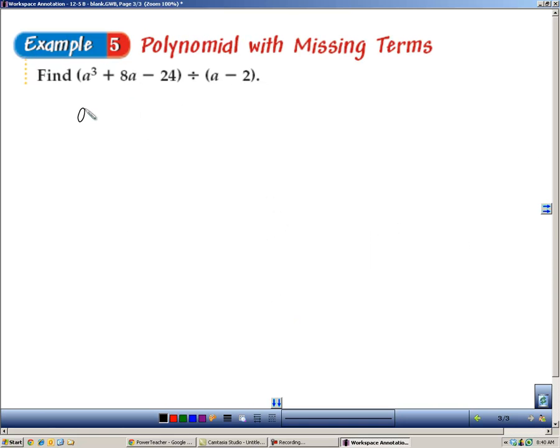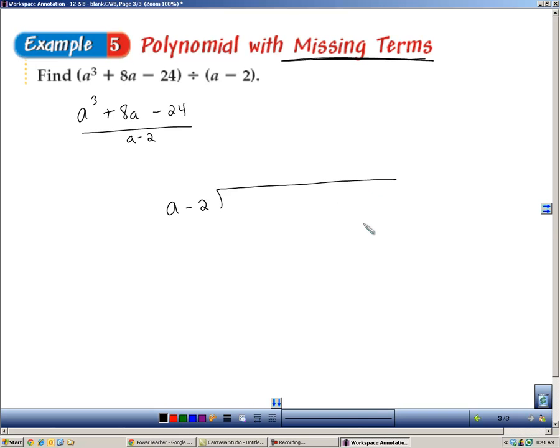Here's another example of dividing polynomials, and I can rewrite this as a minus 2. Now we'd like to factor the top, but first thing I notice is we can't, because this is an a cubed, and we're not used to seeing a cubed. So we're going to have to do long division, but if you notice the heading here, it says missing terms. When you do long division, and I'm going to begin by writing it down here, you have to make sure that you have all the terms accounted for.